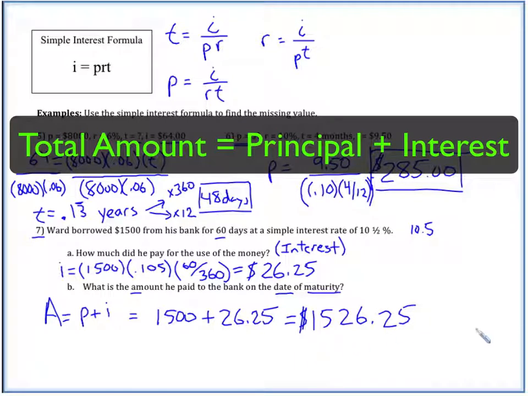Okay, so just be very careful of what they're asking for. If it's how much did he pay, you're looking for interest. Okay, when you say what is the amount he paid on the date of maturity, that's going to be principal plus interest.